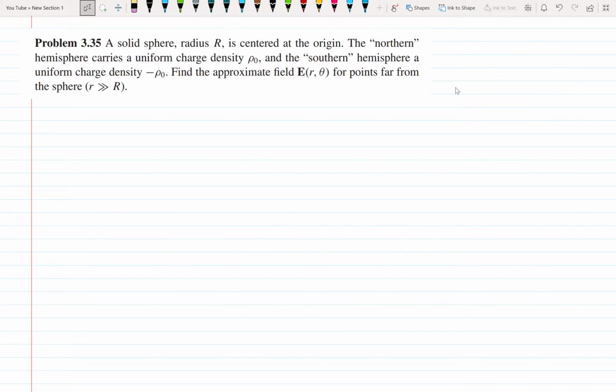Now, let us start problem number 3.35, which is on page number 160 of Griffiths Electrodynamics. It says that we have a solid sphere of radius R centered at the origin, and the northern hemisphere carries charge density rho naught, the southern has minus rho naught. We need to find the approximate electric field.